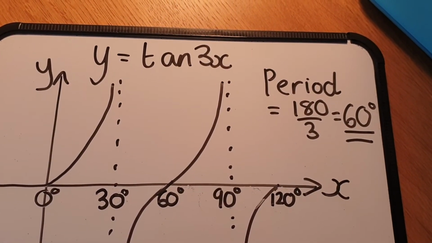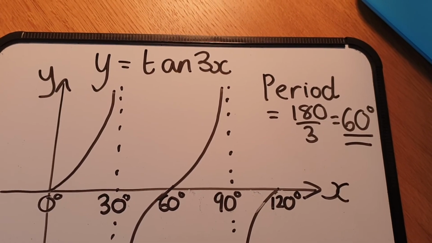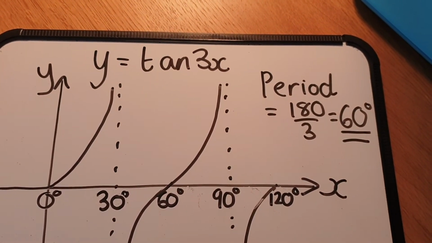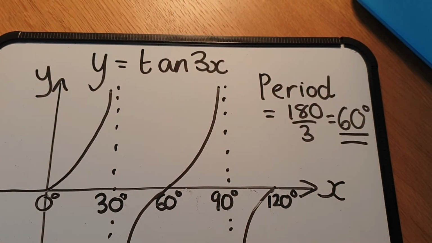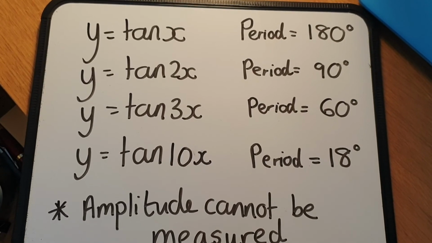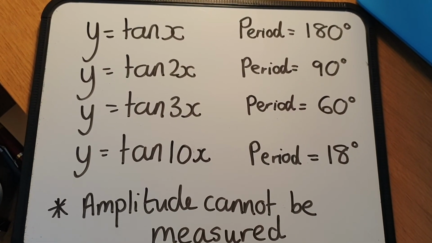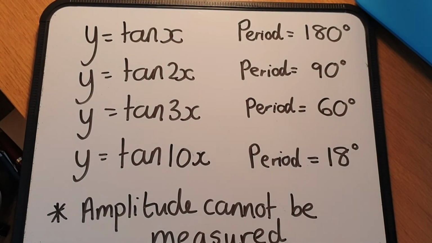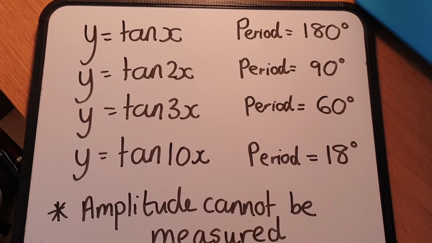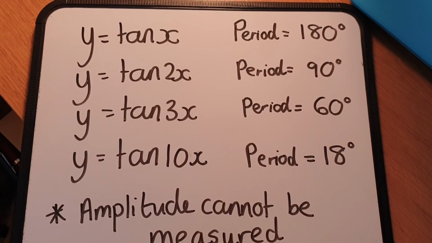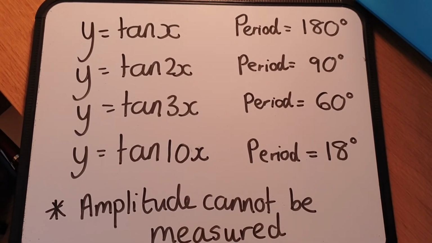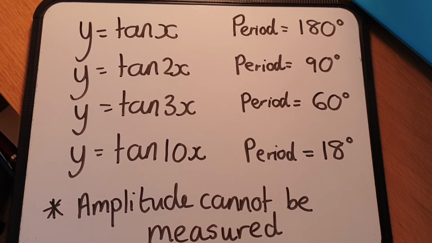Okay, so you would say the period of this graph is 60 degrees. 180 divided by the 3 because of the 3x, and you get your 60 degrees. Okay, I've just put some examples down and written down the period of them all. So tan x, the period is 180. Tan 2x, the period would be 90. You would just do 180 divided by 2. For tan 3x, divide by 3, so you'd get 60 degrees. And for tan 10x, you would just divide 180 by 10 and get 18 degrees.